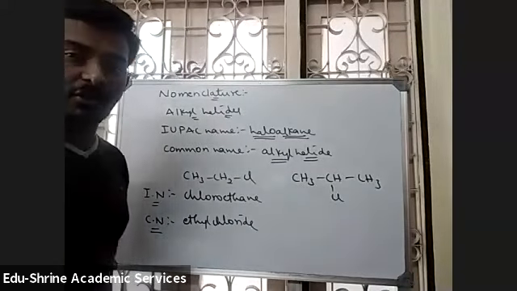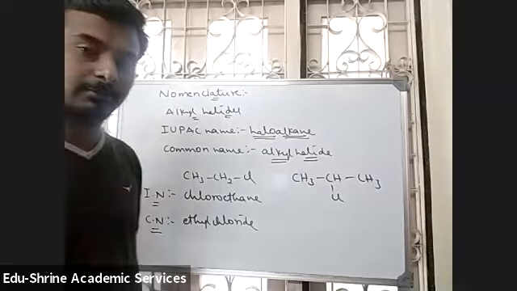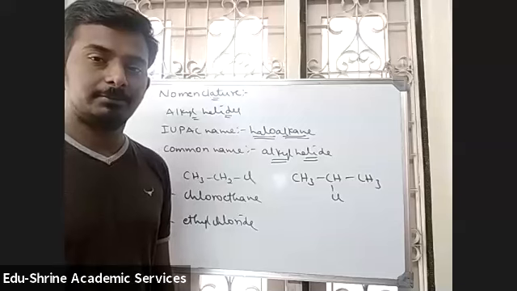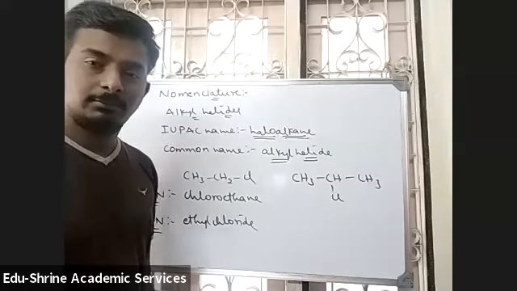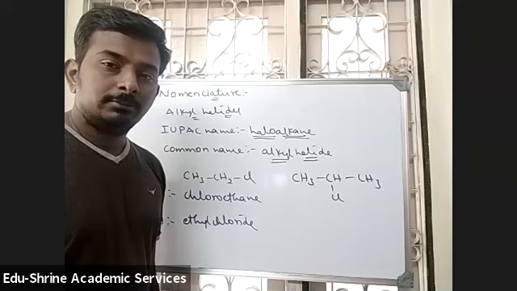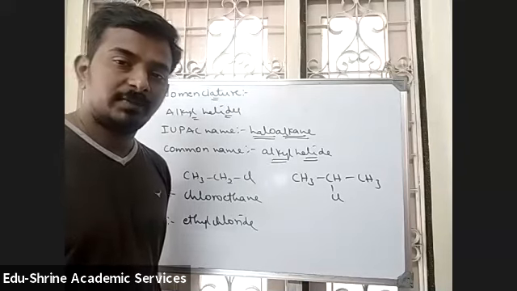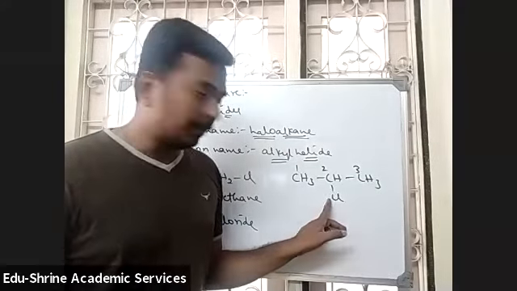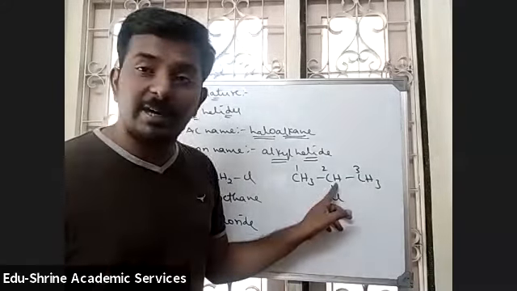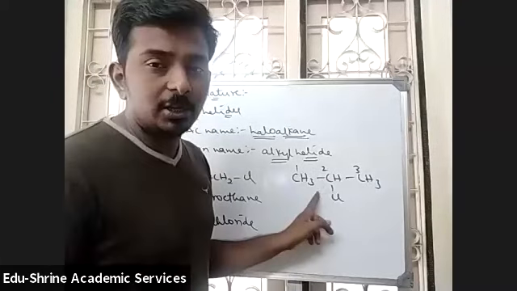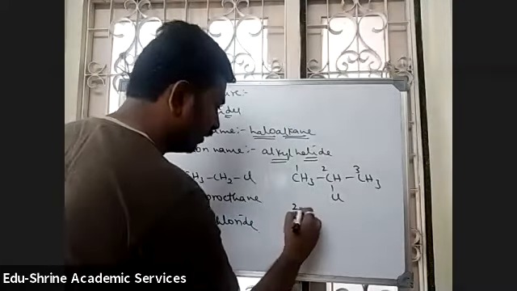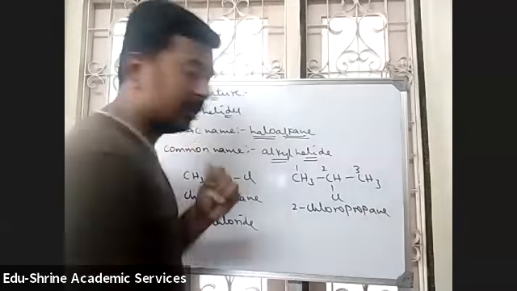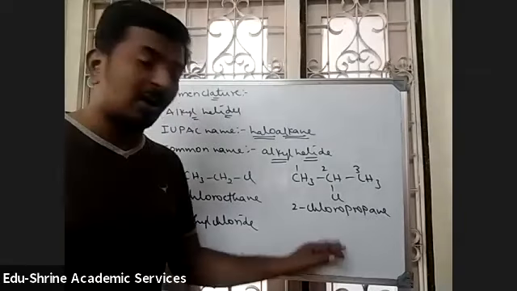Tell me the IUPAC name of this compound first. Yes, very good. So it is 2-chloropropane. You need to mention the position, because if it is present at this carbon atom or at this carbon atom, you are going to get two different positions. So you need to mention the position compulsorily. So it is 2-chloropropane. Tell me the common name, students, of this.